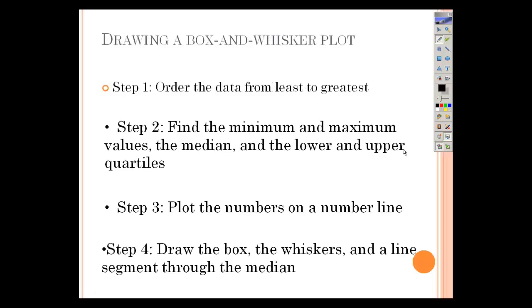Now, before we get started drawing our box and whisker plots, you need to know what we're doing. So to begin with, I'm going to order the data from least to greatest. I'm going to find the minimum and maximum values, the median, the lower quartile, and the upper quartile. We've also already talked about the median, or the minimum and the maximum. Those are the smallest and the biggest numbers. Step 3 says we're going to plot the numbers on a number line. Step 4, we're going to draw the box, the whiskers, and a line segment through the median. Okay, it's a lot of stuff to do, but we're going to get through it. So here we go.